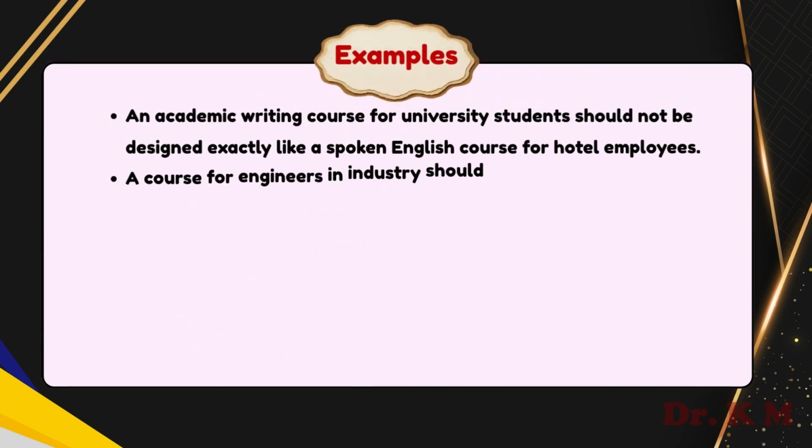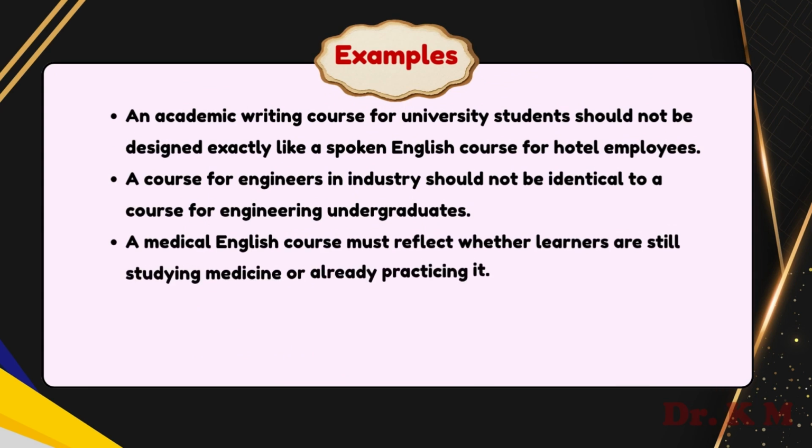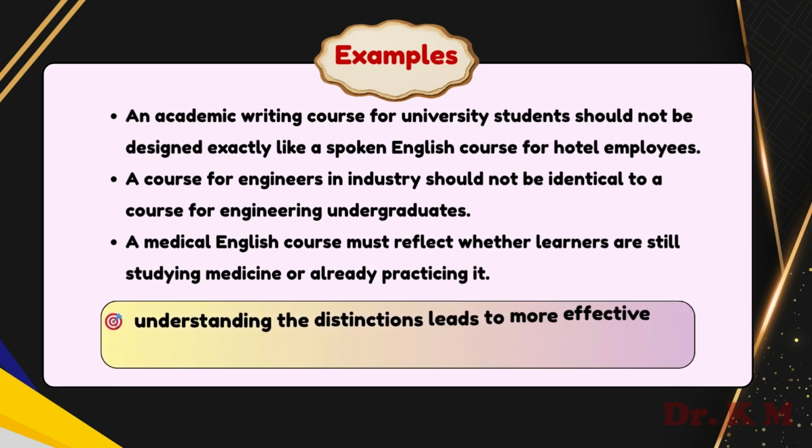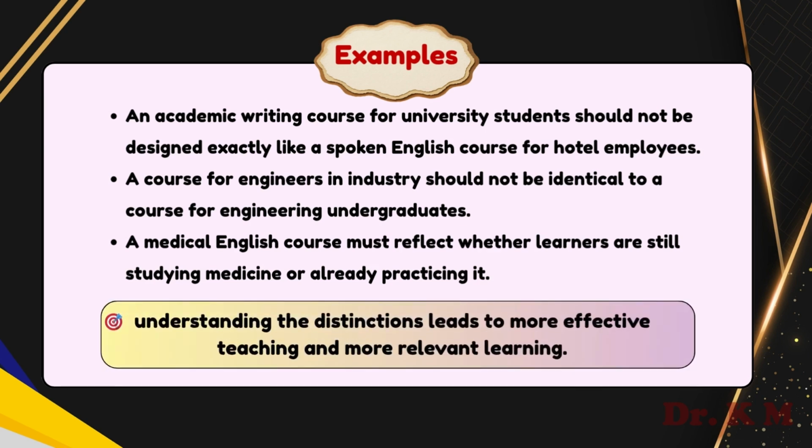For example, an academic writing course for university students should not be designed exactly like a spoken English course for hotel employees. A course for engineers in industry should not be identical to a course for engineering undergraduates. A medical English course must reflect whether learners are still studying medicine, or already practicing it. So, understanding the distinctions leads to more effective teaching and more relevant learning.